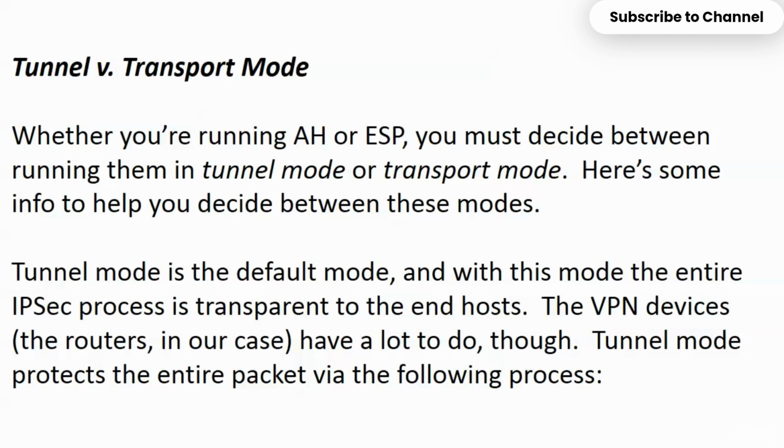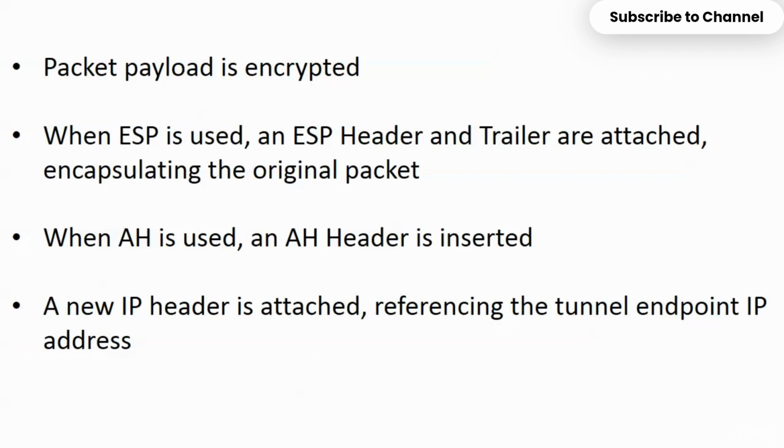Now, let's go ahead, take a deep breath, because we're going to hit tunnel and transport mode here for a few minutes. And what you've got to do here is decide between these two modes whether you're running AH or ESP. Now, tunnel mode, that's our default mode. And with this mode, the entire IPsec process is transparent to the end host. Now, the VPN devices, which are the routers in our case in our labs upcoming, they have a lot to do. Tunnel mode protects the entire packet by doing all of these things. The packet payload is encrypted. If you use ESP, you're going to see a header and a trailer attached to the original IP header and the data. And I have an illustration for you in a moment, I promise.